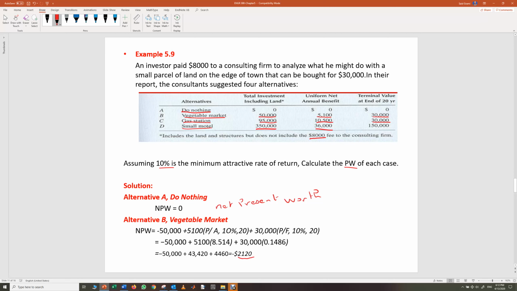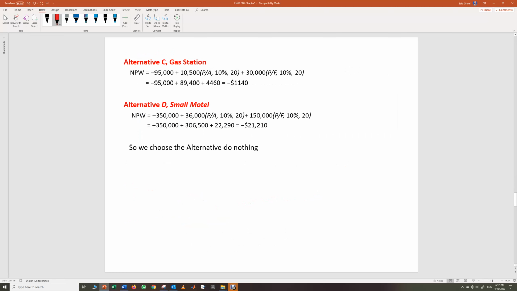That means for alternative B we get a loss of 2,120. Now if you go to alternative C, net present value is the initial cost minus 95,000. We have a uniform benefit every year of 10,500, so looking for P given A, 10%, 20 years, plus the final value 30,000, looking for P given F, 10%, 20 years. So we calculate, we get minus 1,140. So alternative C, we get a loss.